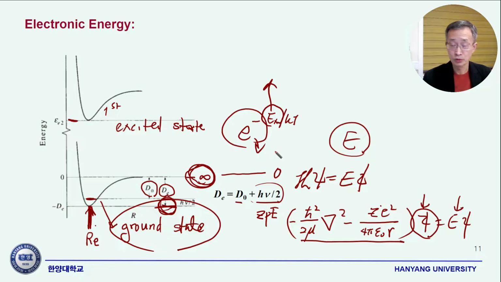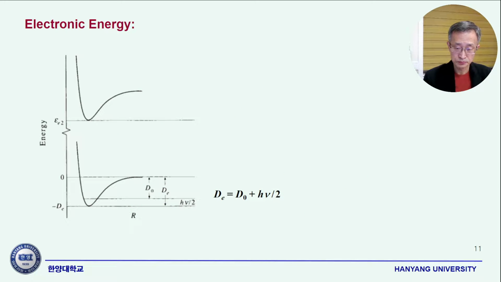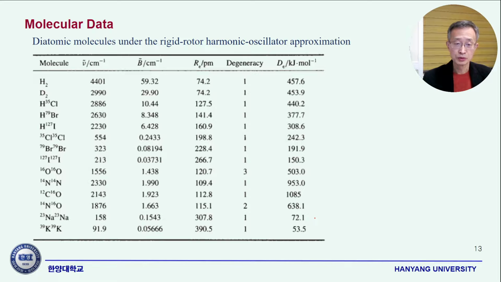Instead, what we can do is utilize some tables. They publish tables where they collect all kinds of molecular data and make a tabulation. This is an example of diatomic molecules utilizing the rigid rotor, harmonic oscillator approximation. Those two will be dealt with in part C and part D of the lecture for the first chapter: rigid rotor and harmonic oscillator.